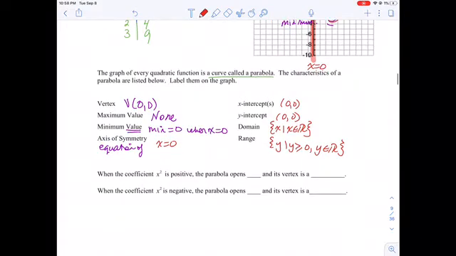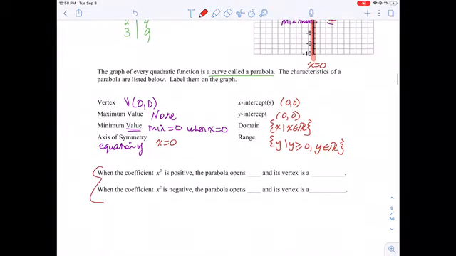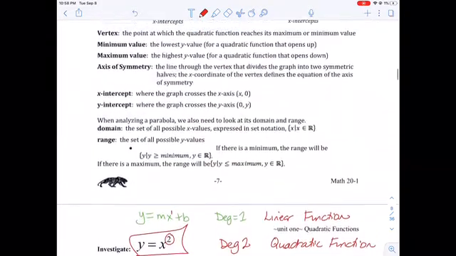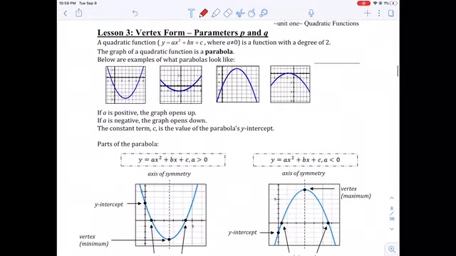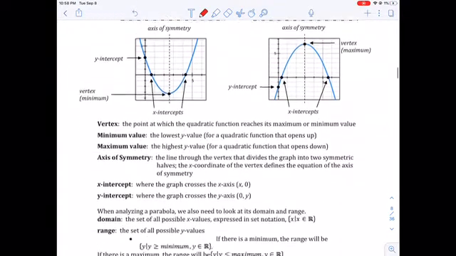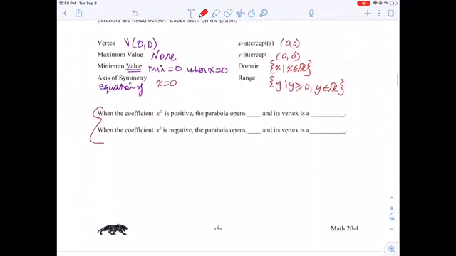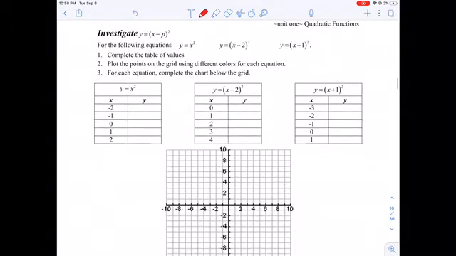Now we'll look a little bit more at this after. These are just some of the things that I'm talking about here. The graph of a quadratic function is a parabola. Here are some examples of what they look like. We'll come back to that in a bit. So let's just explore. It says investigate. For the following equations, complete the table of values, plot the graph points using a different color, and for each equation, complete the chart below.